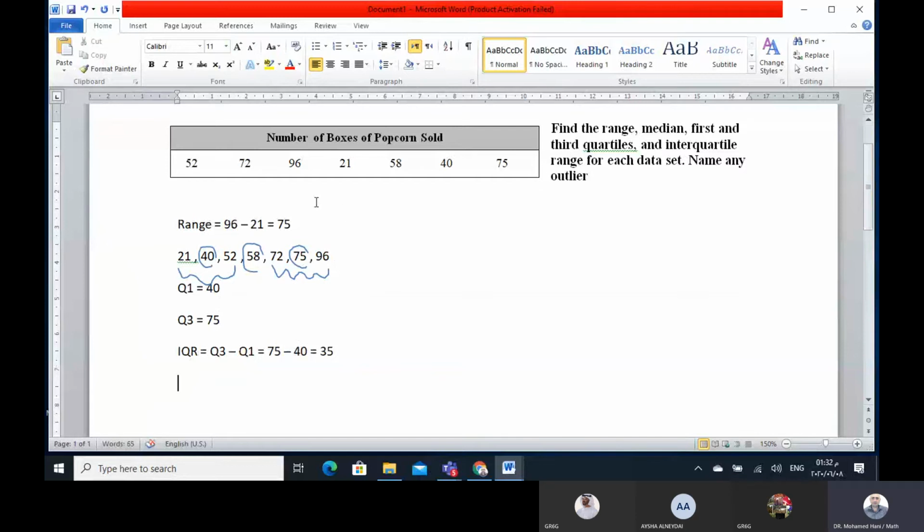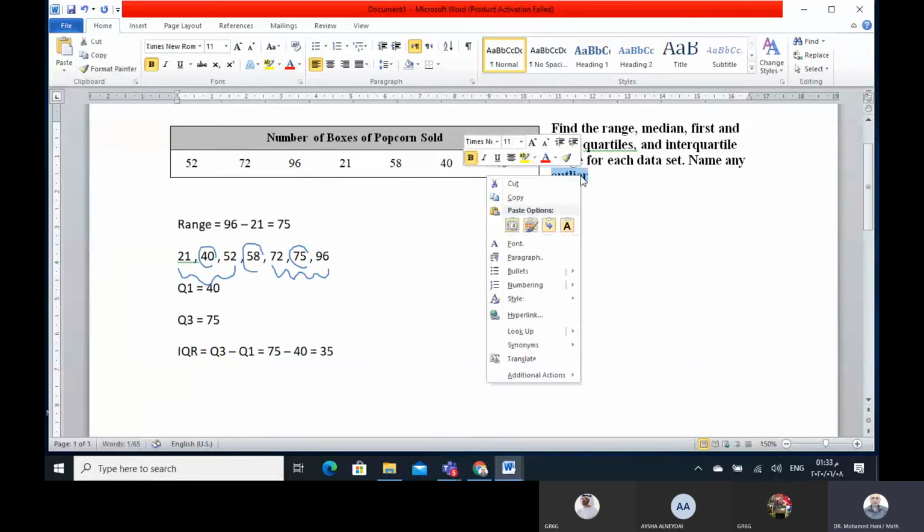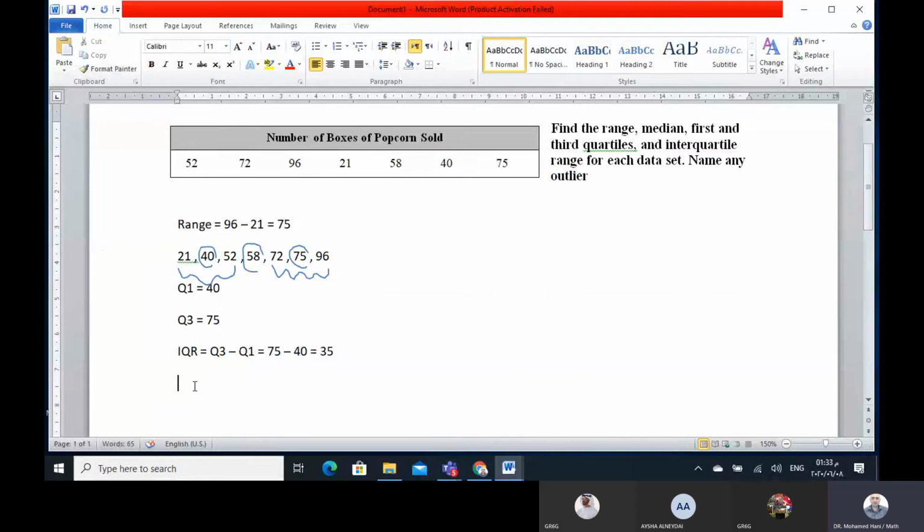What is the outlier here? Check all the values. If we have one value with a big distance between it and all the other values, this is the outlier. Here the greatest value is 75, then we have 96. We have a big distance between 75 and 96. So I can write here the outlier will be 96.